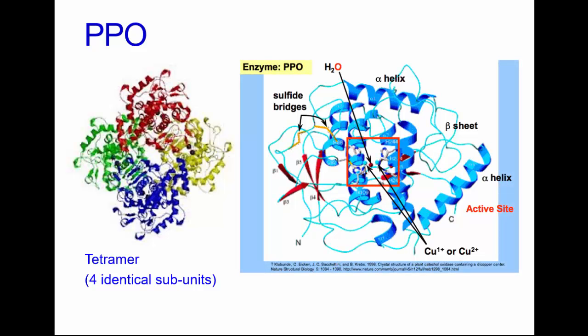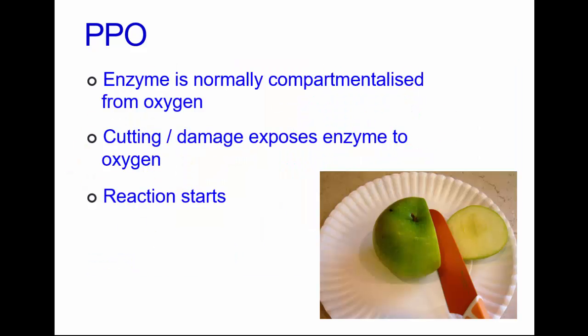Here's a cartoon, and these pictures are called cartoons, of PPO showing the location of copper atoms and the binding sites. You don't, of course, need to remember this, but you should be able to discuss the PPO structure in general terms in exam questions. Okay, so when an apple is sliced or otherwise damaged, PPO is released and comes into contact with oxygen. This allows the reaction to start, and the apple in this case starts to go brown.